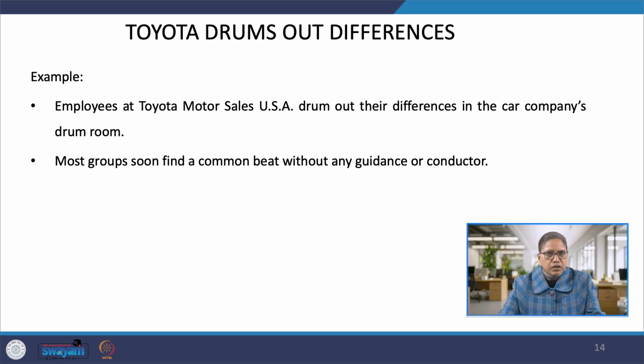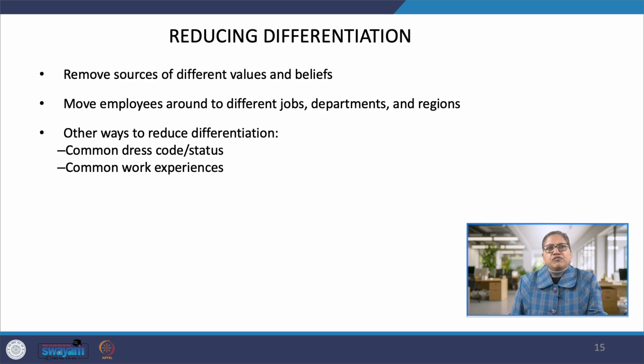This example exemplifies a situation where individuals from different departments bring their own ideas or focus on their own goals. But when they are working under the umbrella of an organization, after interacting with each other for a period of time, they try to synthesize, and they understand that what is important for the performance of the organization is to have a common objective, a superordinate goal. It will reduce differentiation and remove sources of different values and beliefs.